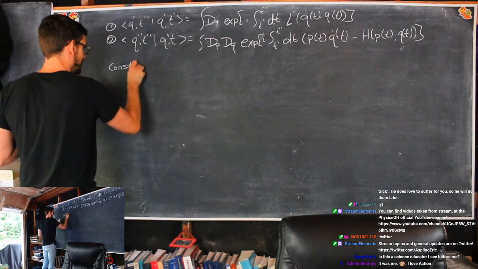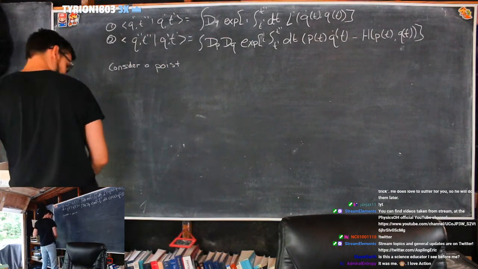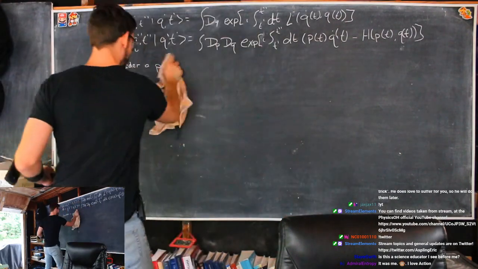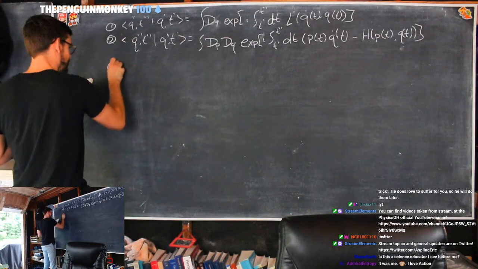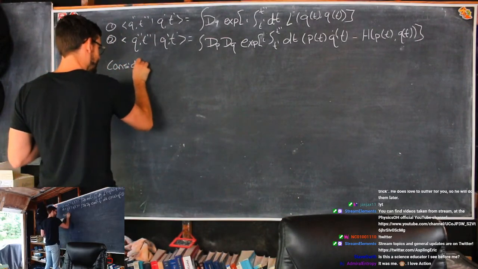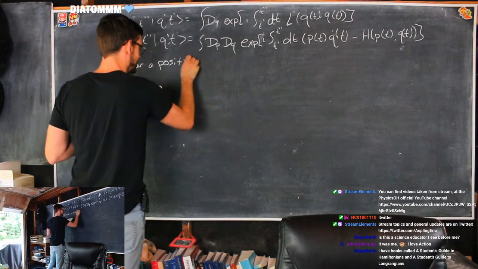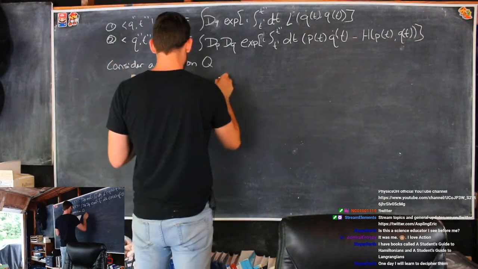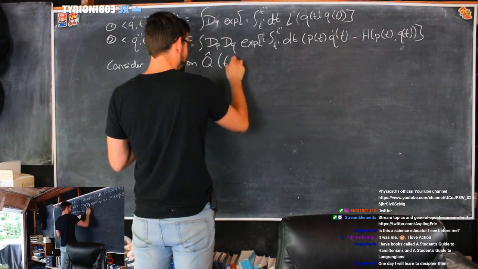So consider a position. Whoops, that's a position before NC yells at me. Consider a position. I probably said it wrong again. Where we have the operator of Q at some time t1.